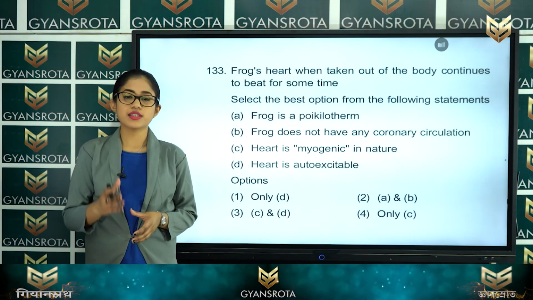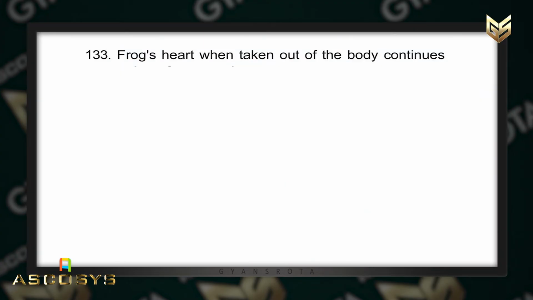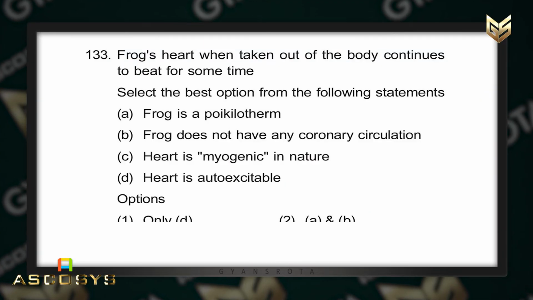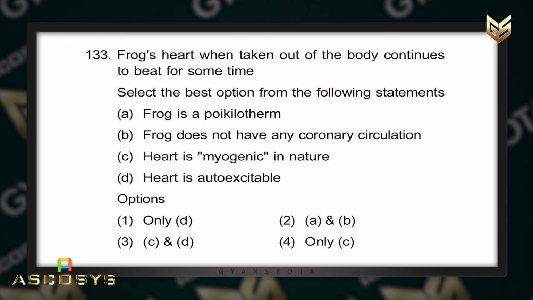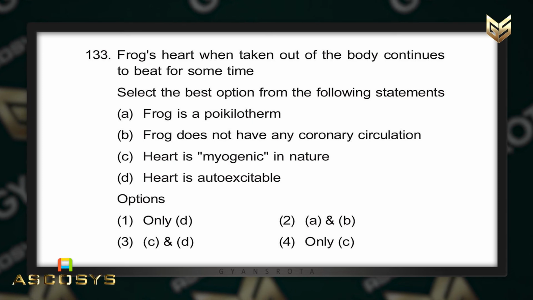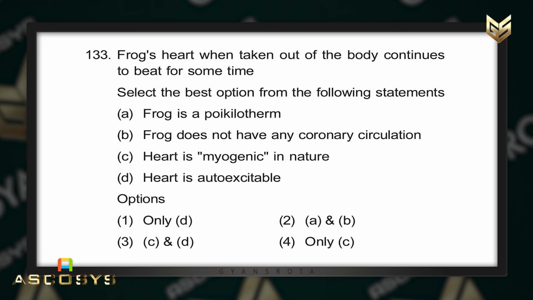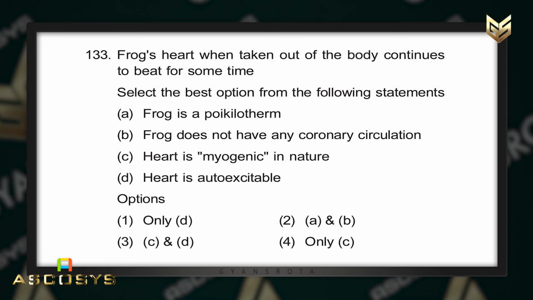Now let's move on to the next question, that is question number 133. As you can see here, a frog's heart when taken out of the body continues to beat for some time. Select the best option from the following statements. Statement number 1 is frog is a poikilotherm. Statement number 2 is frog does not have any coronary circulation. Statement number 3 is heart is myogenic in nature, and statement number 4 is heart is autoexcitable.